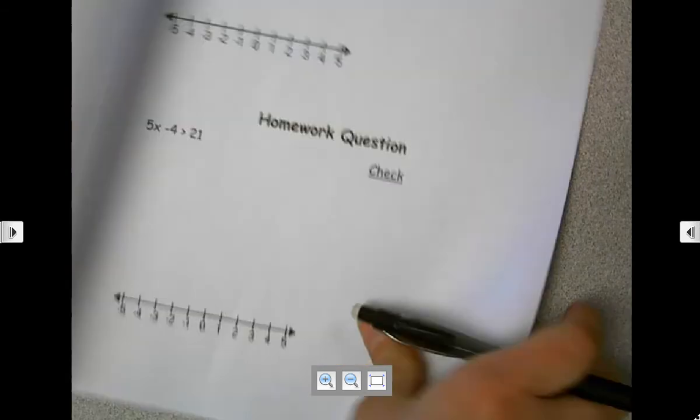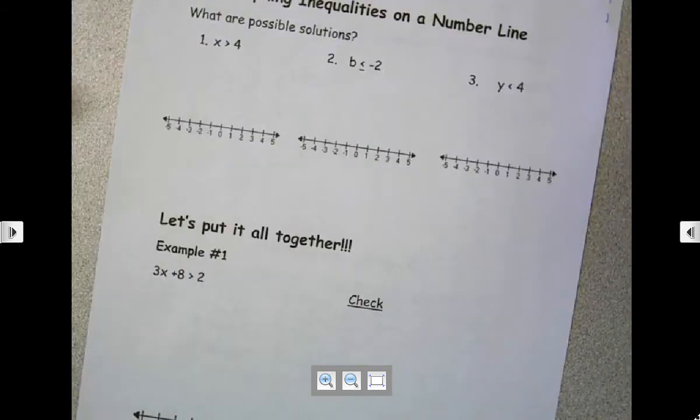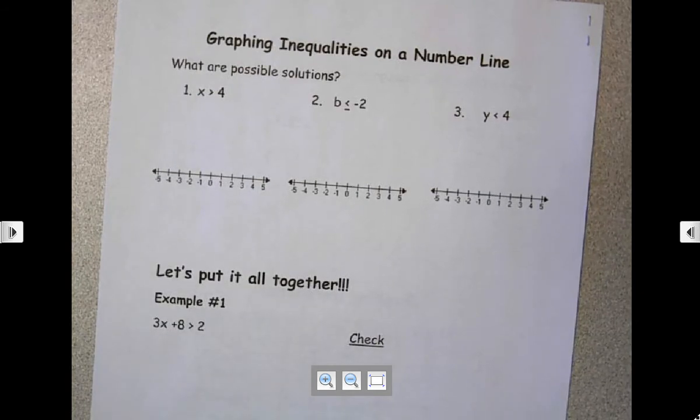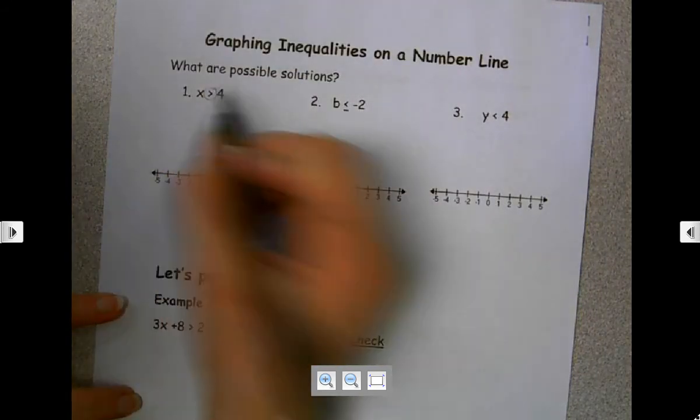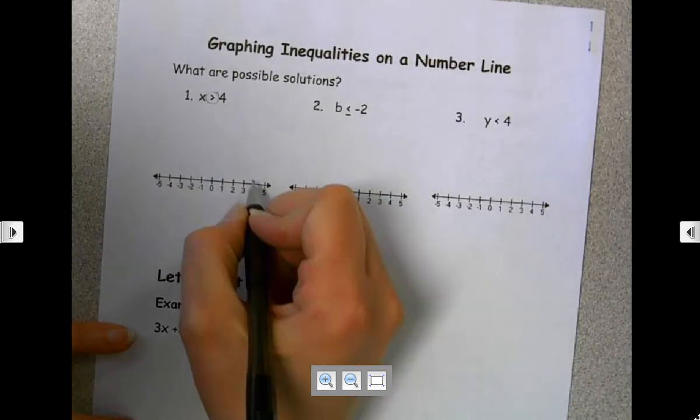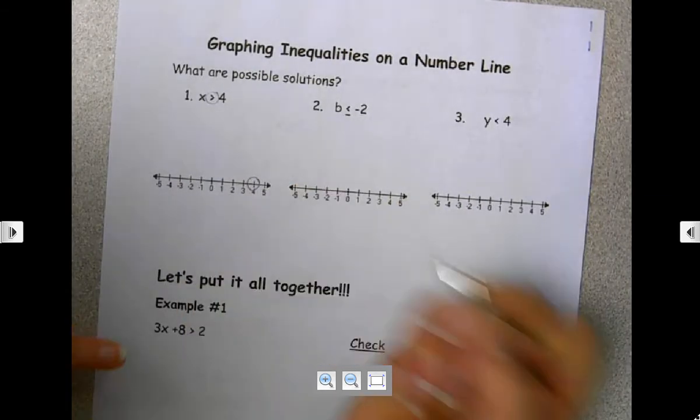Go ahead and flip over for me. Okay, so now what we're going to do is we're going to take a look at possible solutions. And this kind of helps with when we check why we can pick different numbers to help check our answers. Okay, so we're going to take a look. We already decided that x is greater than 4 is an open circle. So I'm going to draw an open circle over the 4.